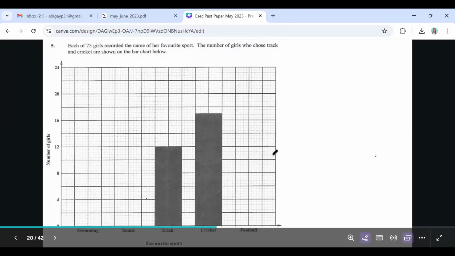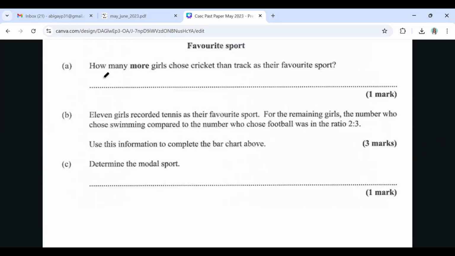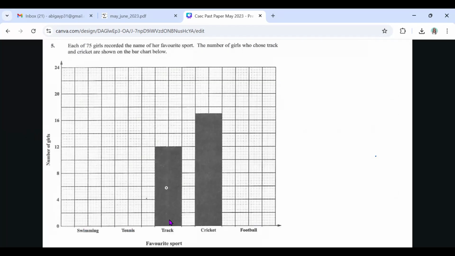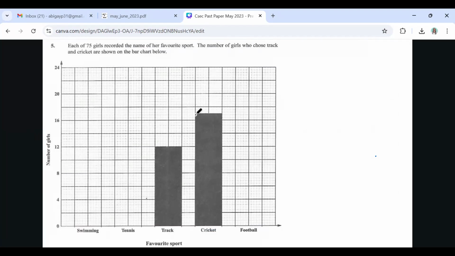All right, so next. This question states, how many more girls choose cricket than track as their favorite sport? So we know we're going to find the numbers and subtract. Track is 12 and cricket looks like 16, but a little higher.